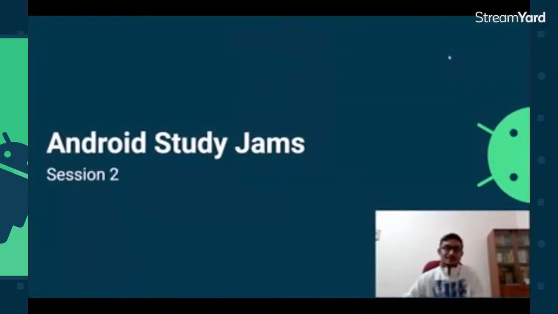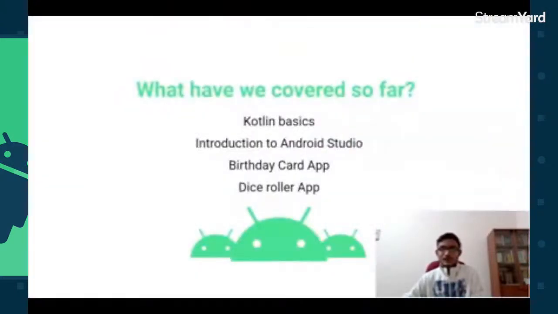So once again, welcome everyone to the second session of Android Study Jams. What have we covered so far? We have covered Kotlin basics, plus some classes and inheritance concepts in Kotlin. Then we did introduction to Android Studio. Then we made the birthday card app and finally the dice roller app. I hope you guys have tried this out on your own.